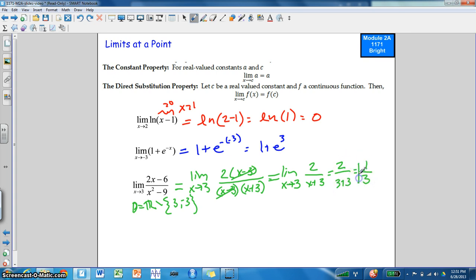Okay, so again, if the direct substitution property fails you right away, try some algebra on it, try factoring, and see what you get. Oftentimes something will cancel.